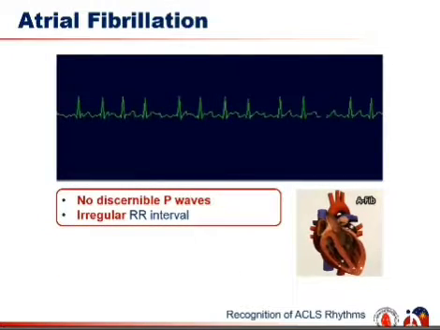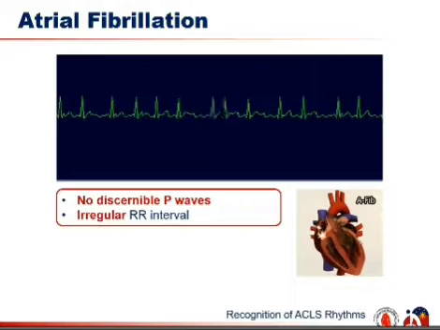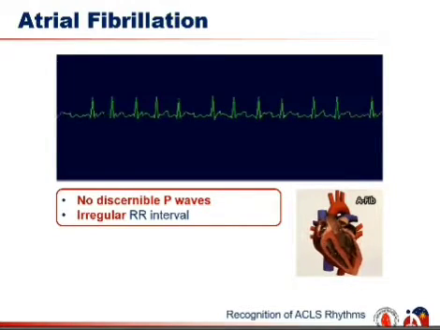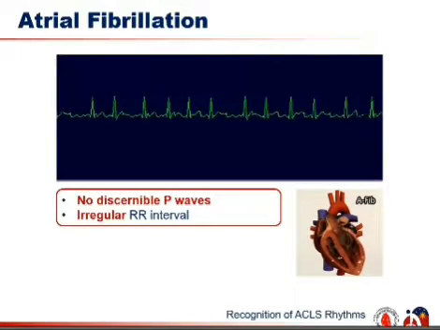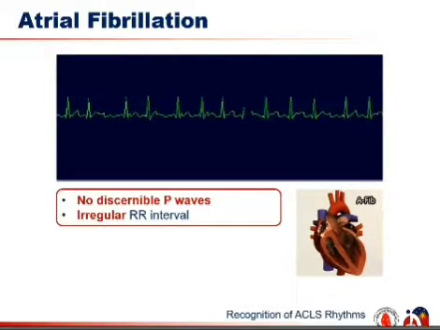Atrial fibrillation is an irregular rhythm with no discernible P waves. The P waves are characteristically described as fibrillatory. The image on the right shows chaotic atrial signals originating from different locations on the right and left atria, producing irregular ventricular contractions.